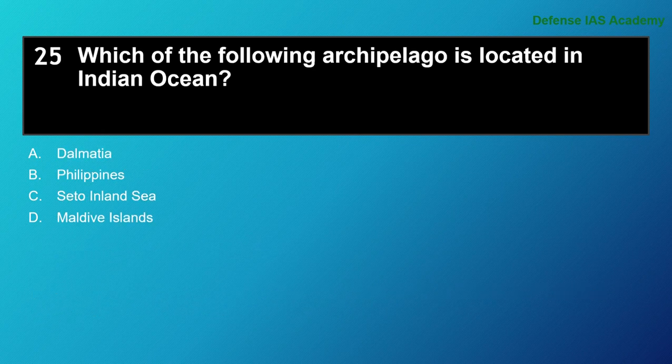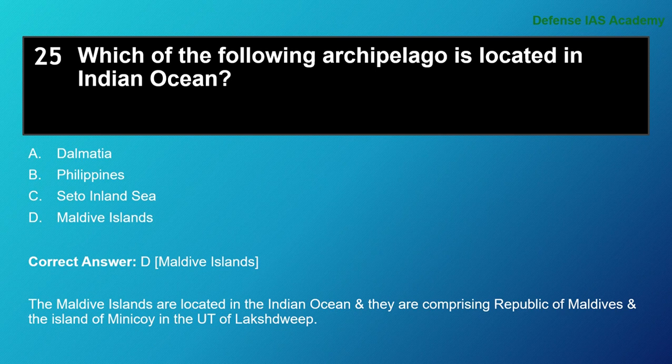Which of the following archipelago is located in Indian Ocean? So which is located in Indian Ocean? The answer to the question is option D, Maldive Island. The Maldive Island is located in the Indian Ocean, and they comprise the Republic of Maldives and the island of Minicoy in the Union Territory of Lakshadweep.